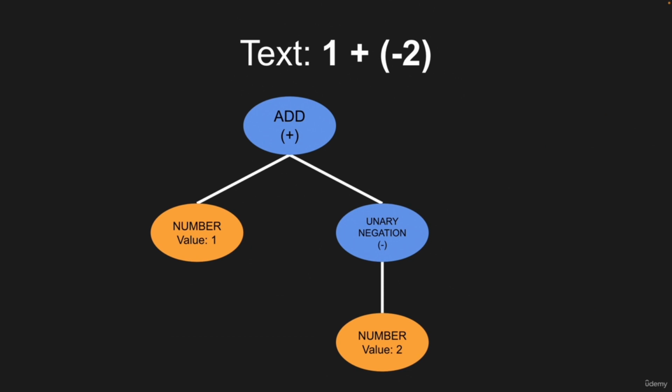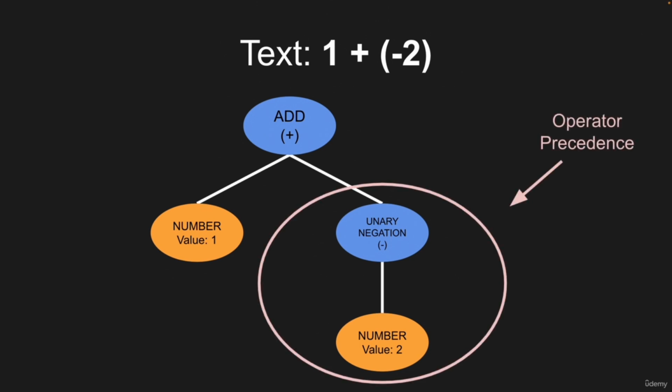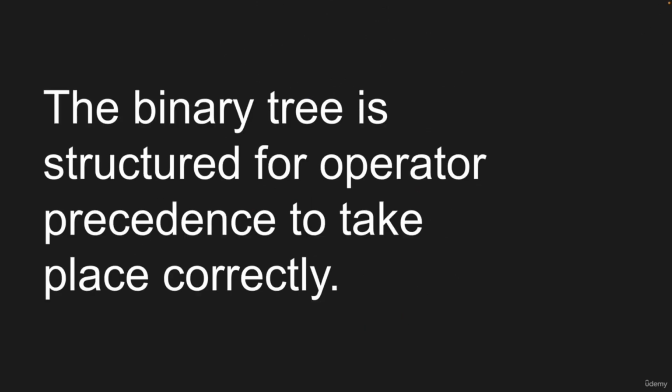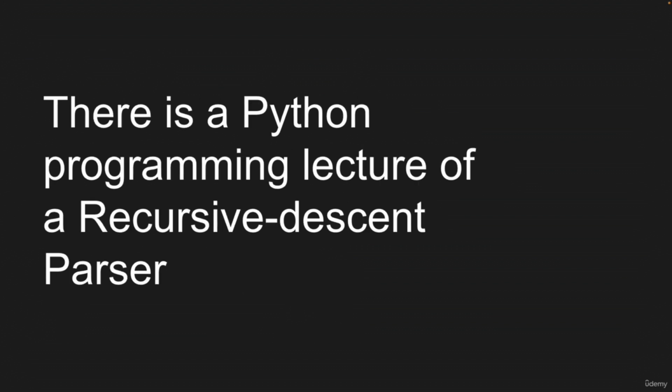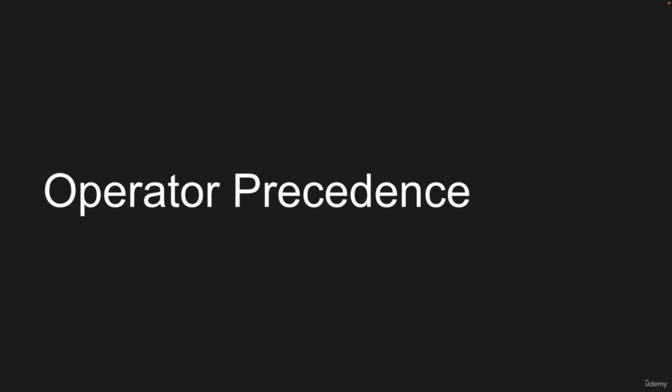The same thing with unary negation. Negative 2, right? So then 1 plus negative 2, and then yes, here's the operator precedence. The binary tree is structured for operator precedence to take place correctly. There's also a Python programming lecture on a recursive descent parser. And this is pretty much it for operator precedence. It's important because some operators may have to be prioritized and performed on before another operator is performed on.